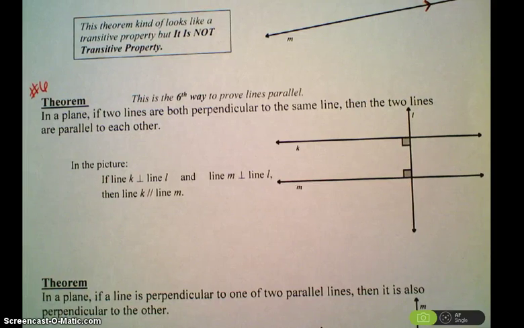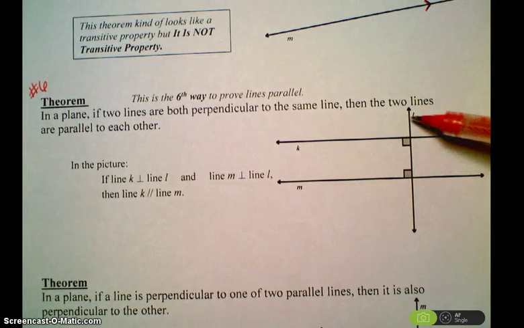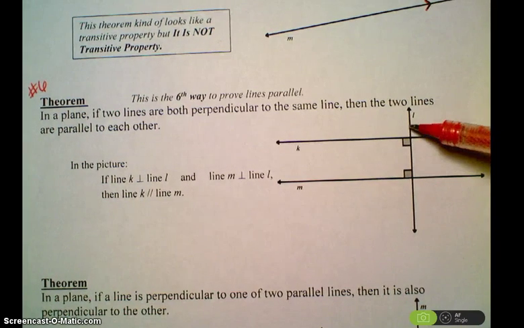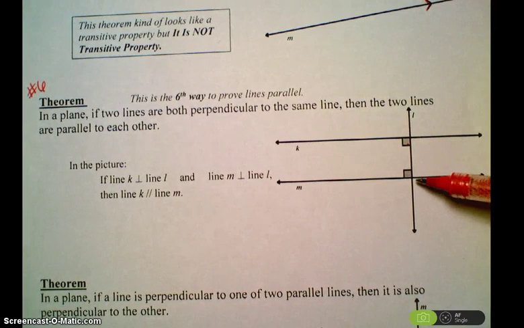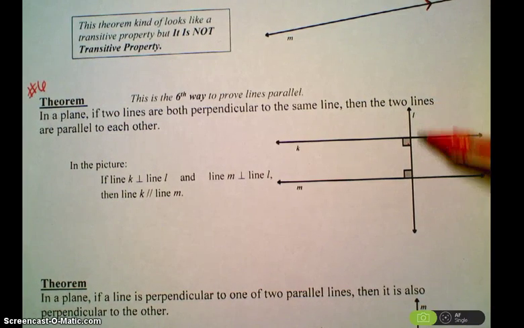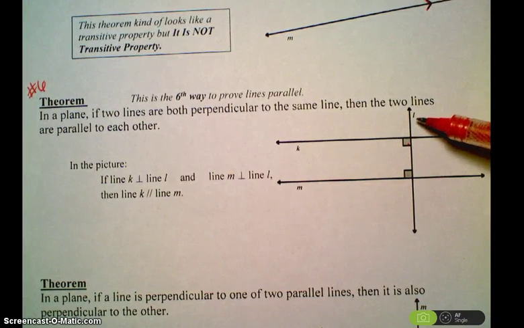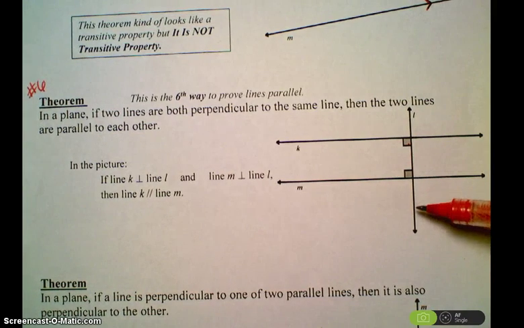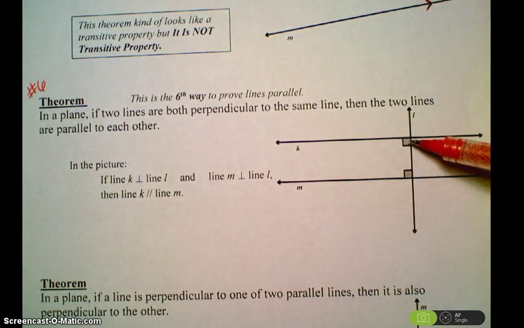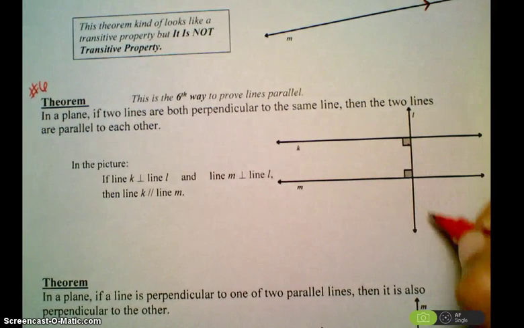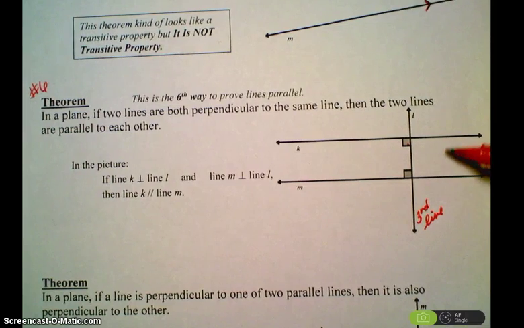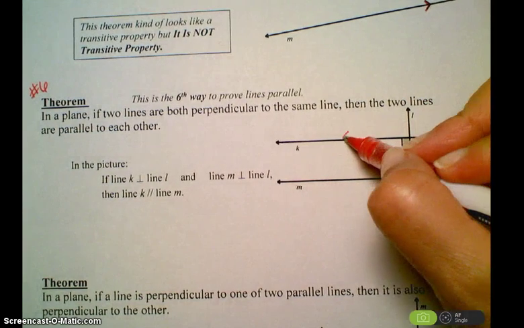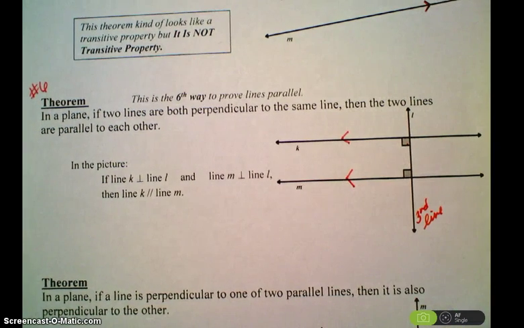So here we have line K perpendicular to line T. We can see the symbol here. We also have line M perpendicular to, excuse me, that's not a T, that's an L, to line L. And if, again, both of these lines are perpendicular to this 3rd line, then these 2 lines must be parallel to each other.